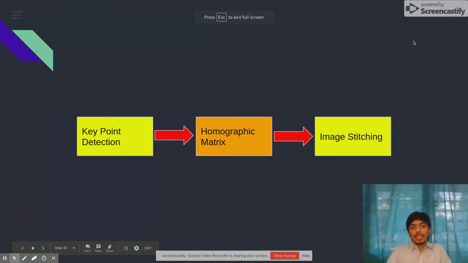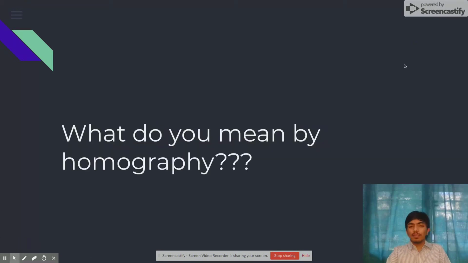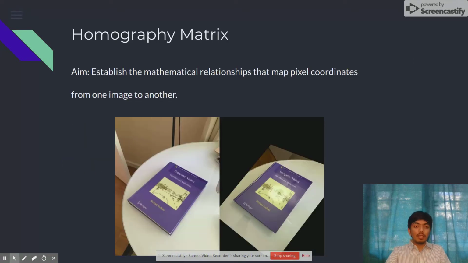The next topic in our pipeline is the creation of homographic matrices. You must be wondering, what is this fancy term called homography? Basically, if we have two cameras capturing the same scene from different viewpoints, how do we match the redundant points? How do we establish the relationship and map pixel coordinates from one image to another?